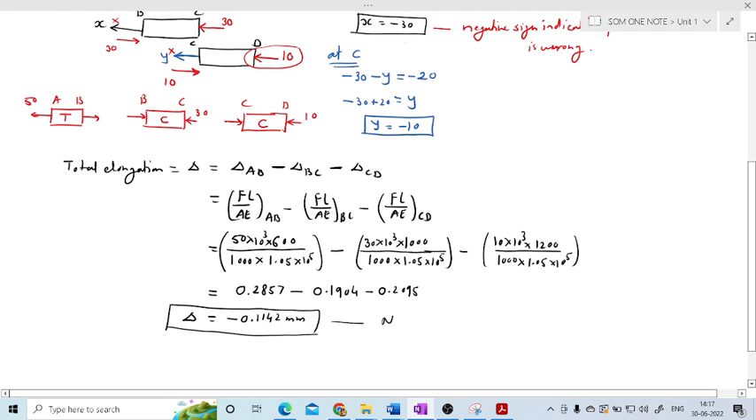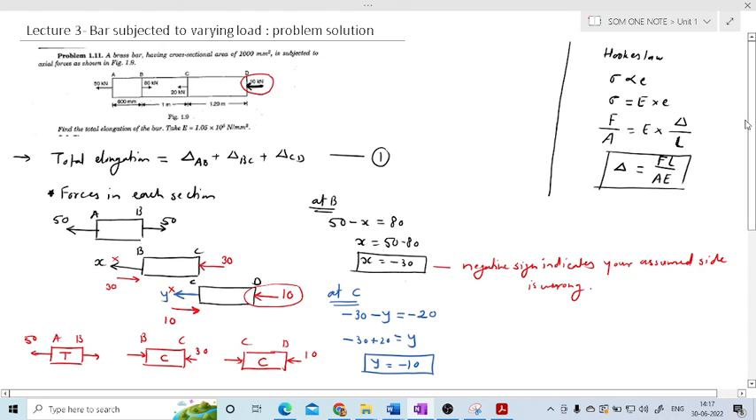Here negative sign indicates it is compressive. Compressive means the length is decreased. Okay, means the final change in length is 0.11 and which is reduced.